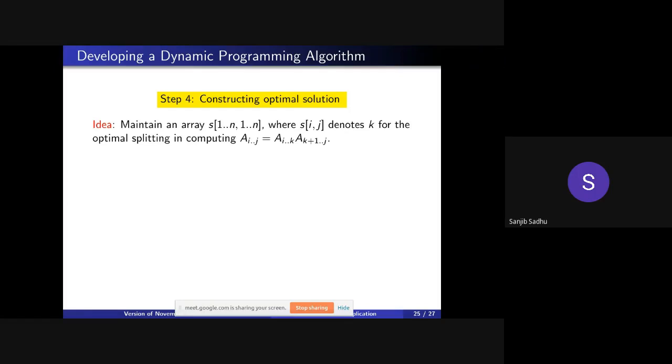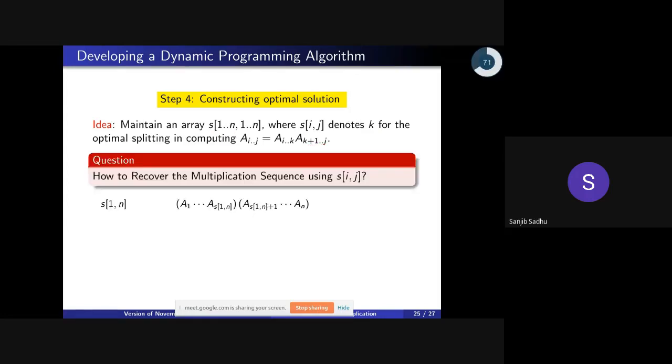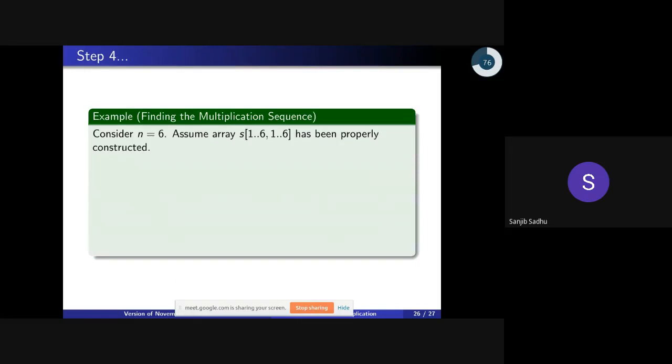So you need to maintain an array, where S_ij denotes K for the optimal splitting in this case. So how to recover? You should check the values of the table from S_ij, and then you should use them. For example, consider n equal to 6 and assume the array is constructed.